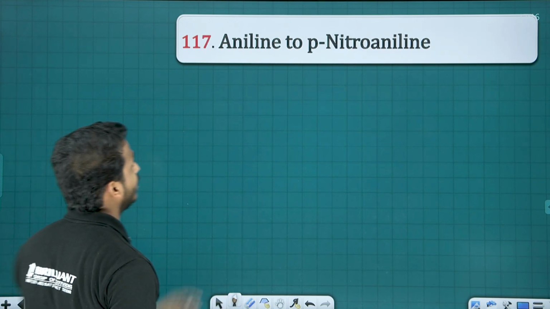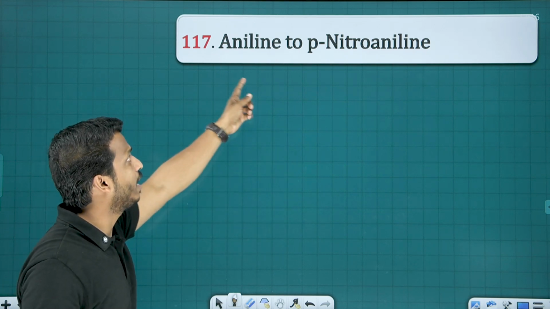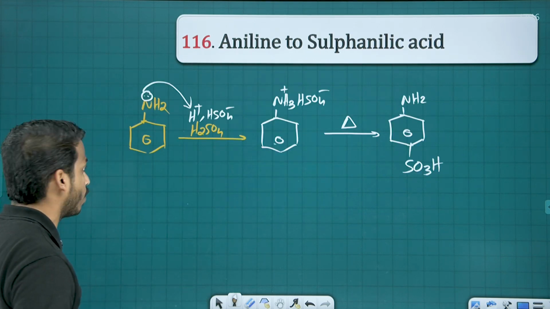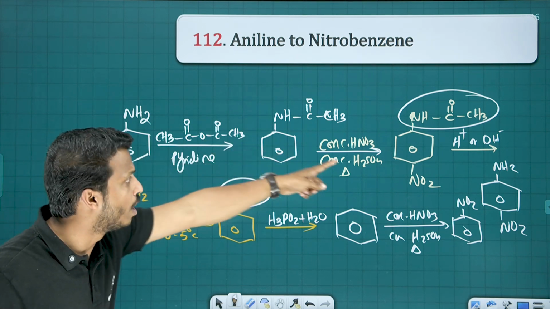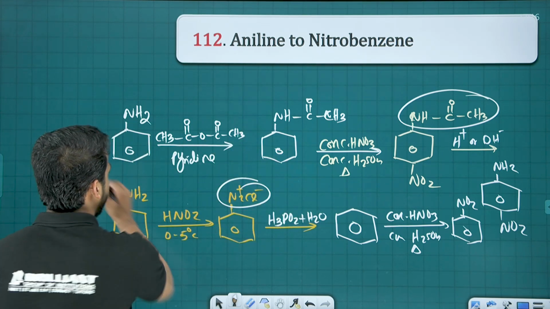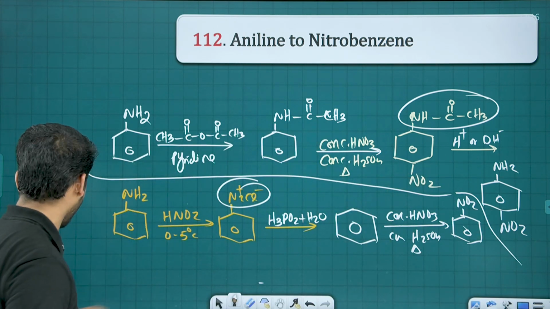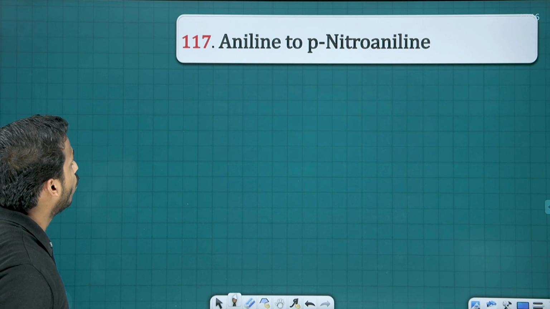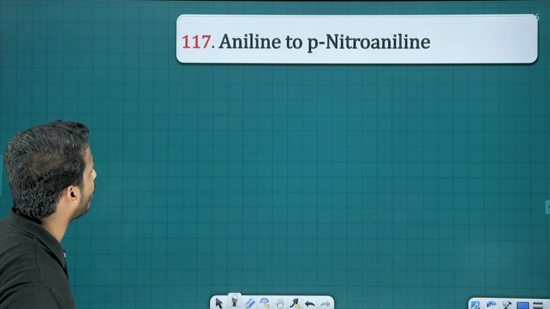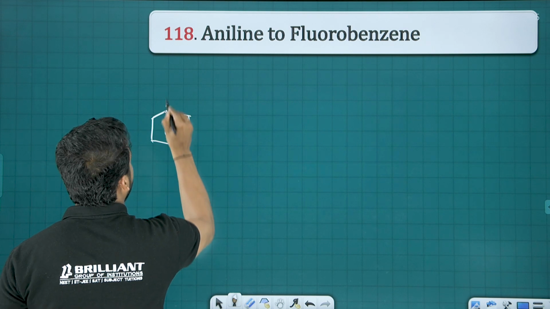Next one. I think we already discussed this one, so I'm not repeating it again. Aniline to para-nitroaniline, where we discussed that? Check it, all of you. So this is the procedure of that reaction. Aniline to para-nitroaniline, that is over.